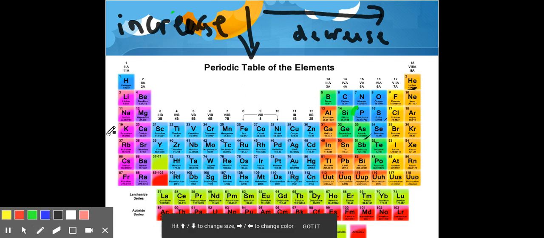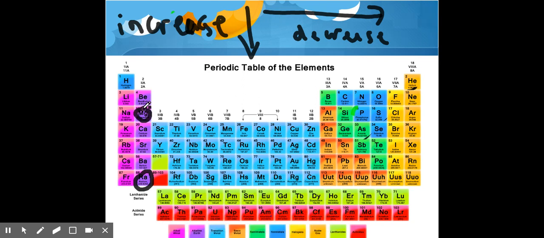Now we have radon, magnesium, beryllium, and calcium. So these elements are all in the same group, so we won't have any tiebreakers here. The smallest element will be beryllium. This has the least number of energy levels or electron shells. And the largest will be radon because it has the most number of electron shells, or the highest energy level.